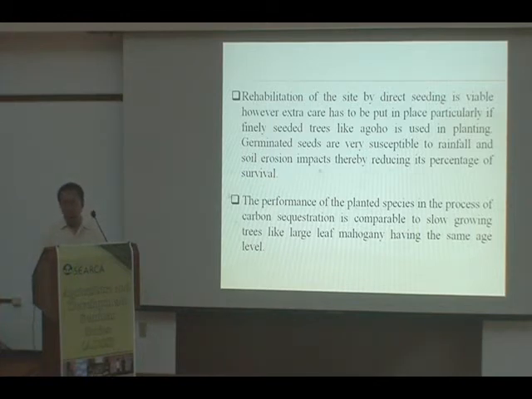Because for me, with my observation, when I sowed the Agoho seeds in pots, not direct seeding over the entire area, there was 100% germination. Then in just one week, I think, it was still 100, then later on, as the days came, it was reduced until all the germinated seeds were wiped out, and only a few remained. Okay, the performance of the planted species in terms of carbon sequestration is comparable to slow-growing trees like nursery mahogany having the same age level.